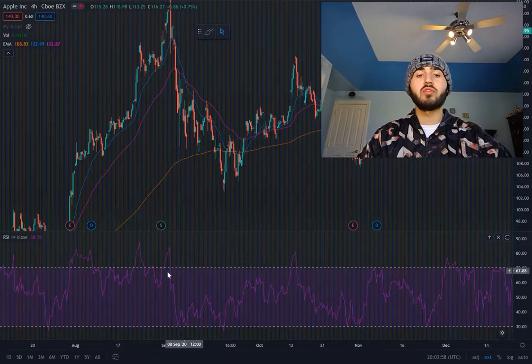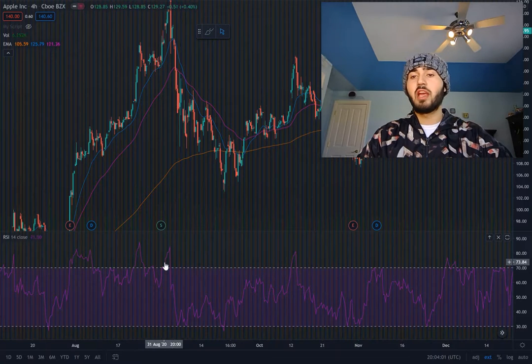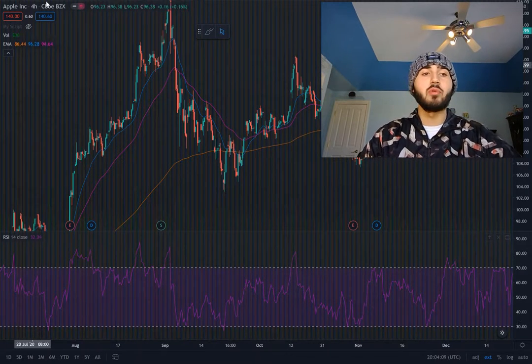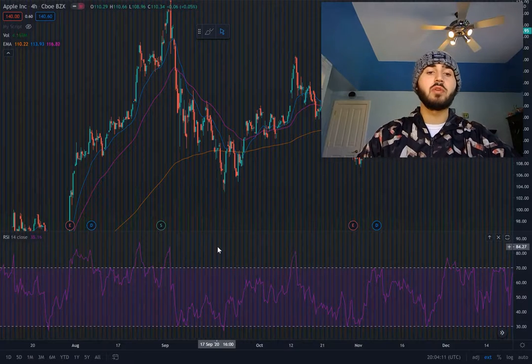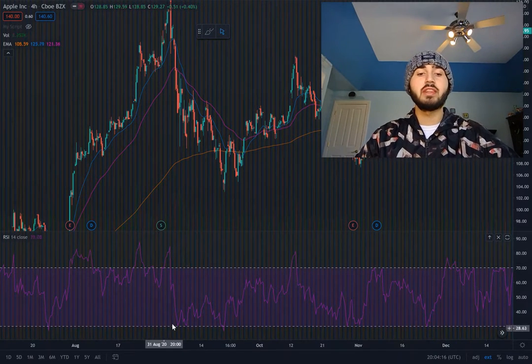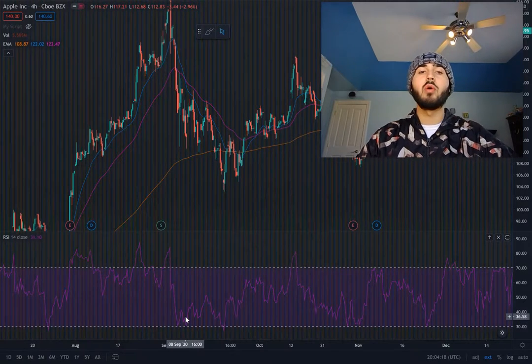They wait for the overbought region to sell their shares and the oversold region to enter a position. So to enter a position, for example, say Apple right here, that's how I like to do it. Whenever I'm overbought, I will sell my shares, and whenever we hit that oversold range, I will buy shares.